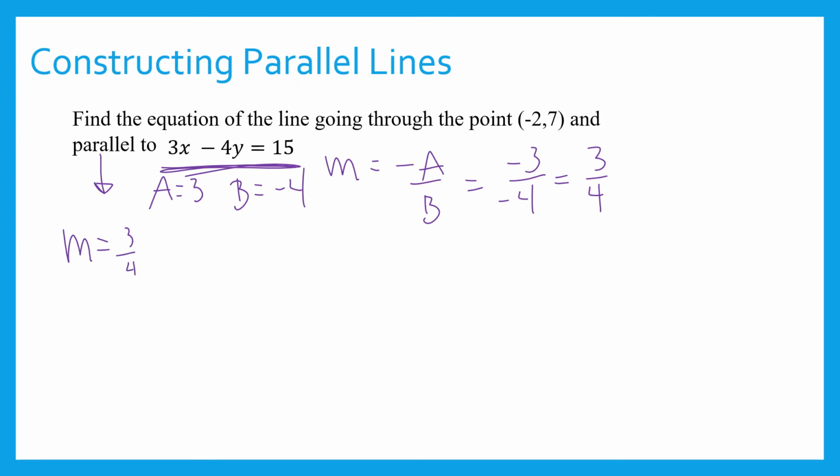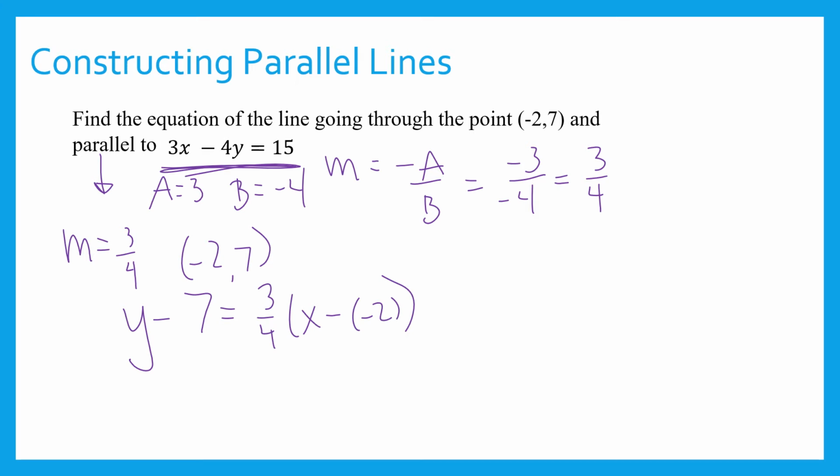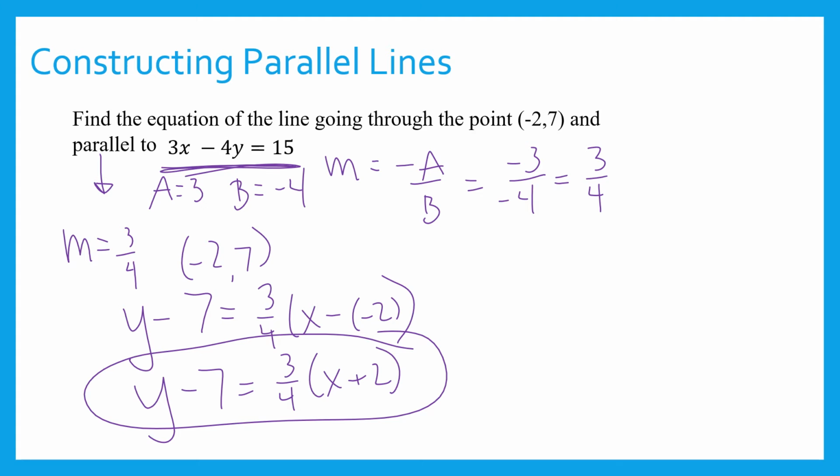Okay, and then it needs to go through point (-2, 7). So writing it in point-slope form here, y minus 7 equals 3/4 times x minus -2. Simplify here, I get y minus 7 equals 3/4 times x plus 2. And that would be the final equation of my line.